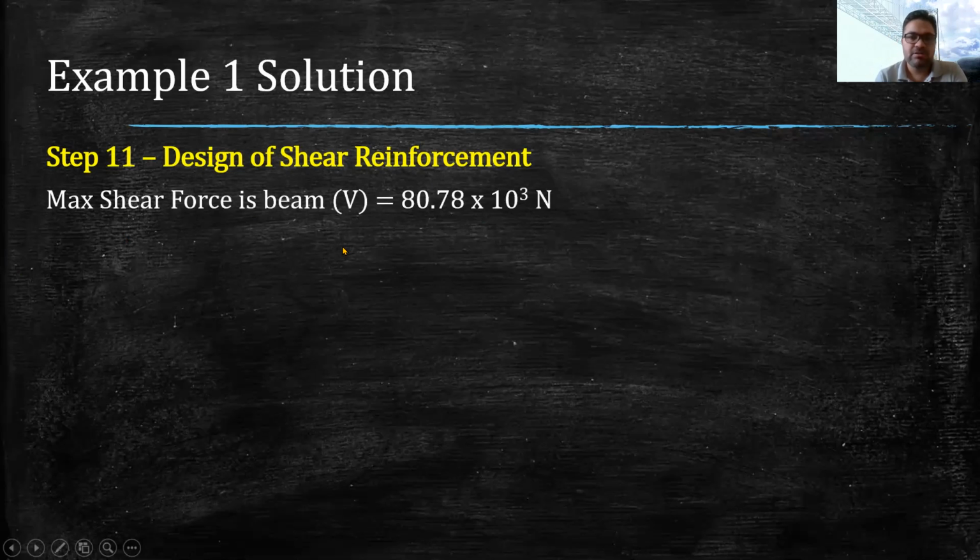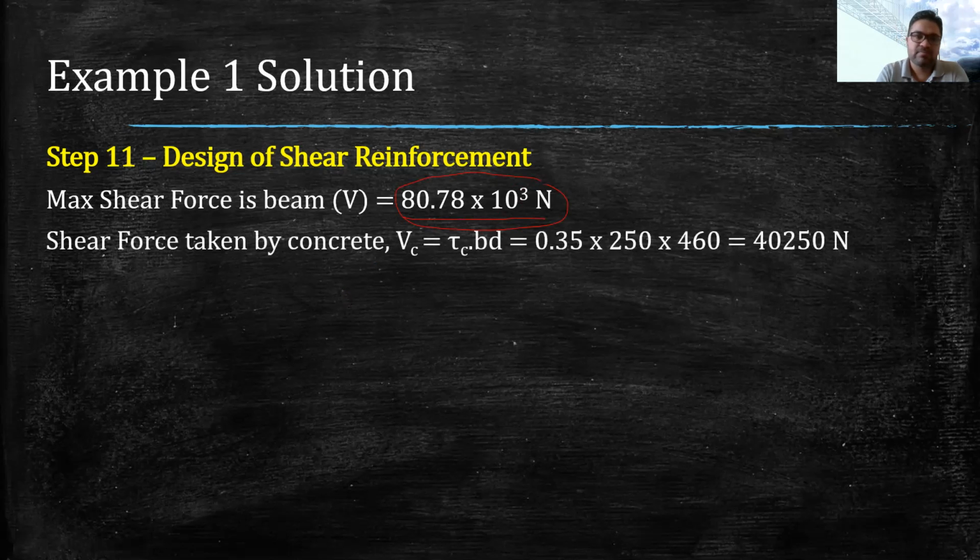The maximum shear force that our beam has to resist is 80.78 into 10 raised to power 3. So how much shear force is resisted by the concrete in our beam? We have to find that out. The shear force taken by the concrete, which we represent as VC, is the permissible shear stress in the concrete multiplied by the effective area of cross section. The permissible stress of concrete we have already calculated, which is 0.35, multiplied by the effective area of cross section, which gives 40250 Newton. This much shear force is resisted by our concrete.